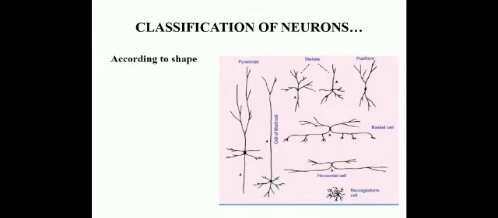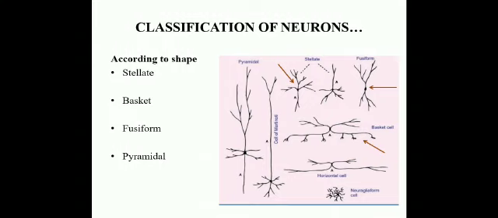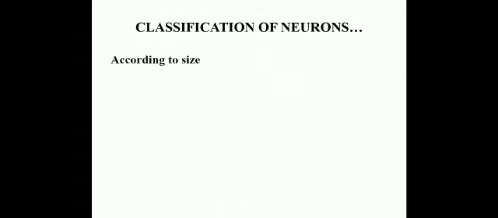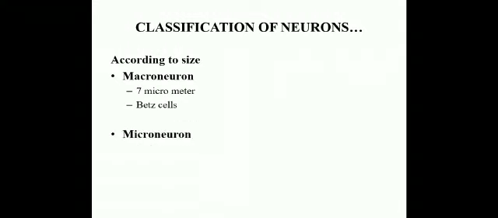Depending upon the shape, the neurons are classified as stellate neurons, basket cells, fusiform and pyramidal cells. And according to the size, they are classified as macroneurons, which are more than 7 micrometer. An example for this is Betz cells. The microneuron is less than 7 micrometer and an example is granular cells.